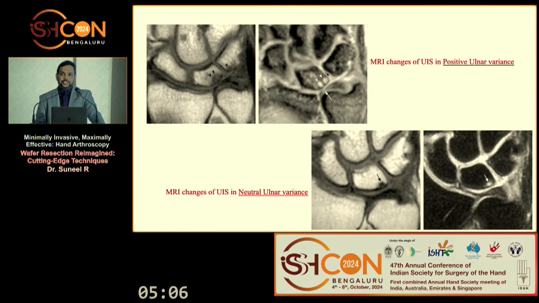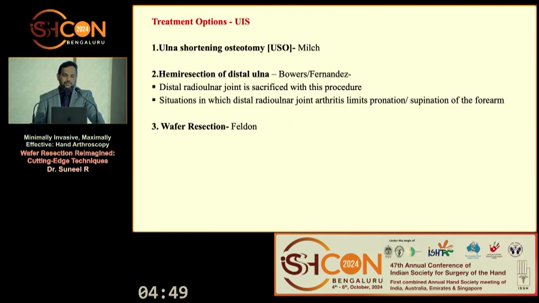So what are the MRI changes when we suspect this? Whether it's a positive variance or a neutral variance, changes do happen. And in the T1 image, you find the hypointense patch on the ulnarmost corner of the lunate, and the gradient sequence or still image shows hyperintensity. Sometimes you see cysts, which may involve up to the mid half of the lunate as well.